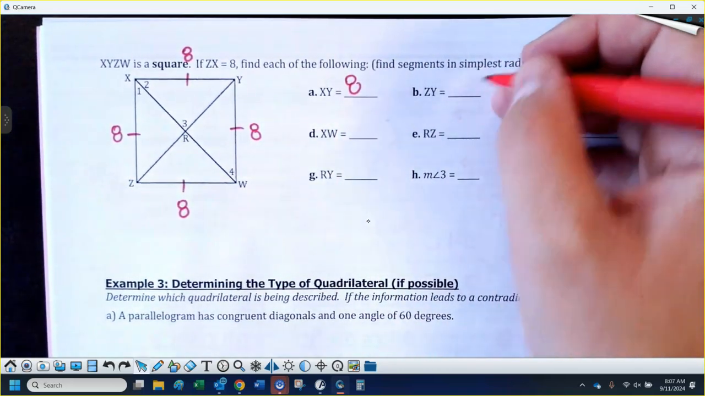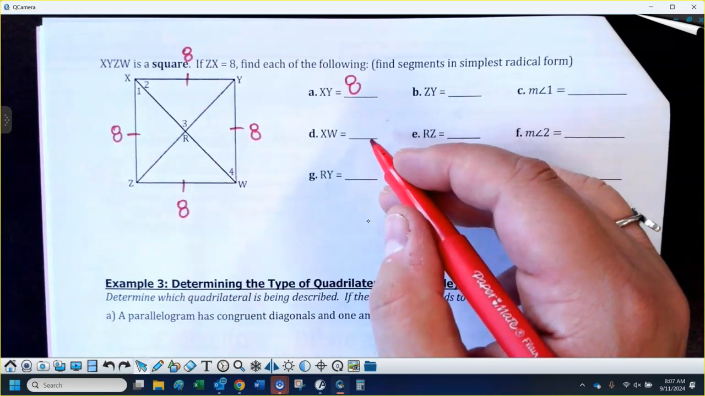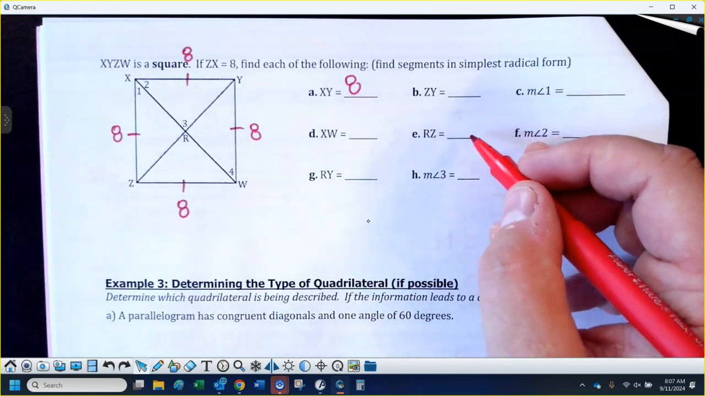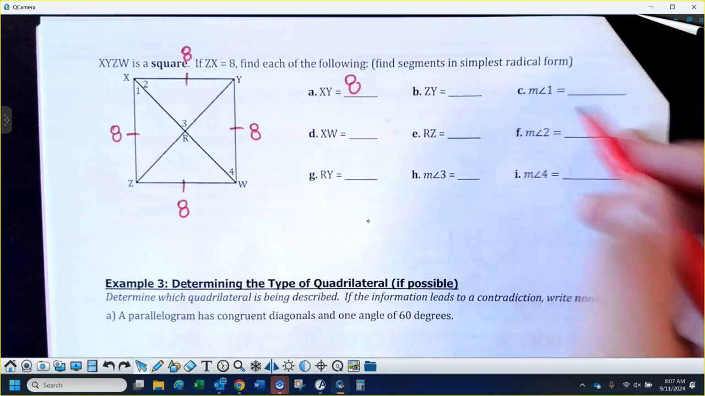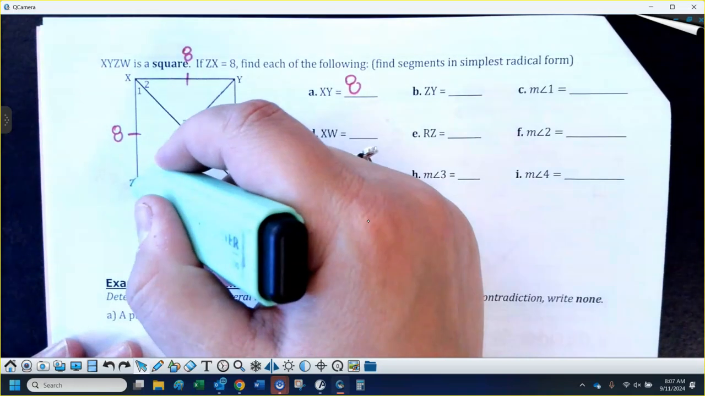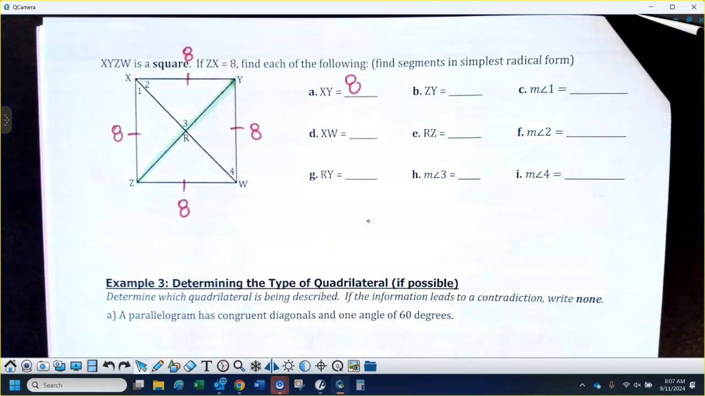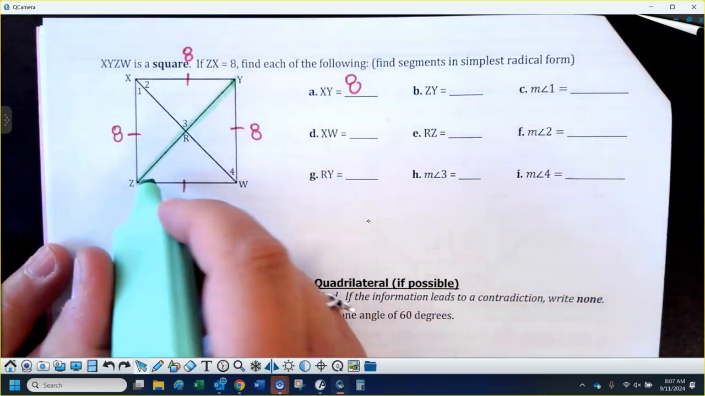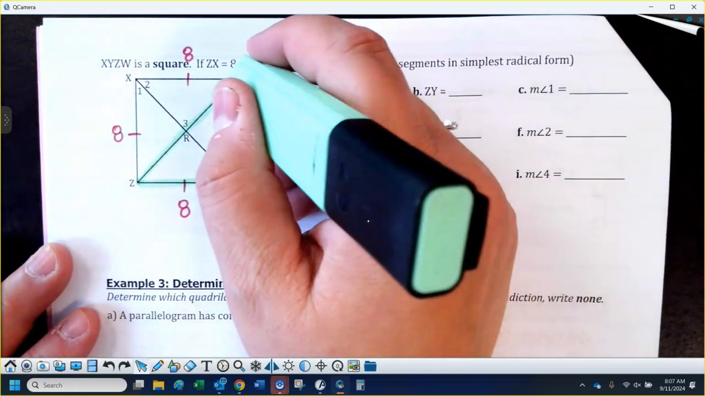Z to Y, I don't know that one yet. X, I don't know that one. I don't know that one. Okay, I guess I just know that one that I wrote down. Now, Z to Y is a diagonal. Okay, now this is kind of tricky, so I'm going to kind of do what we did on the last question.